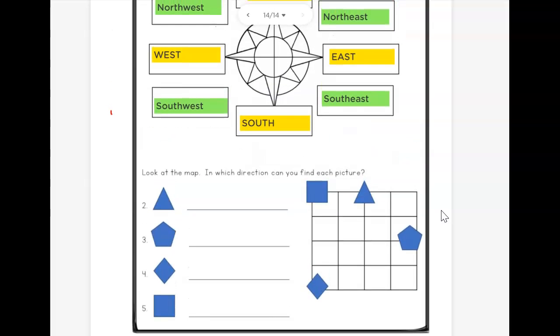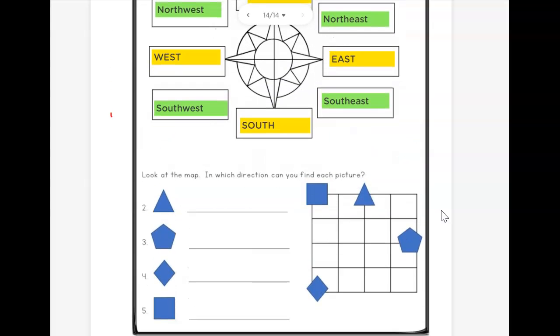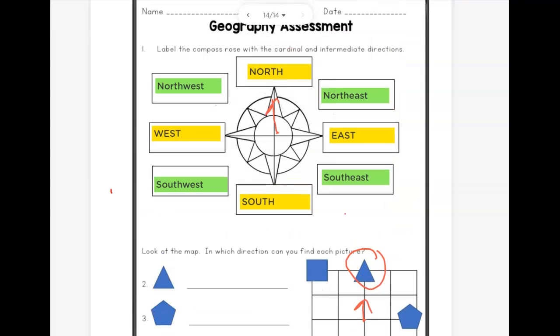Now we're going to have to look at the map and identify where each shape is. I'm going to use this middle point, it's a little larger, as the center. If the center of my compass was right here in the middle, I can label where each one is, either north, east, south, west, or the intermediate directions. First, we're looking at the triangle. Now, if I'm starting from the middle and going up, that is in the north direction. Go ahead and type in north. Pause the video if you need more time.